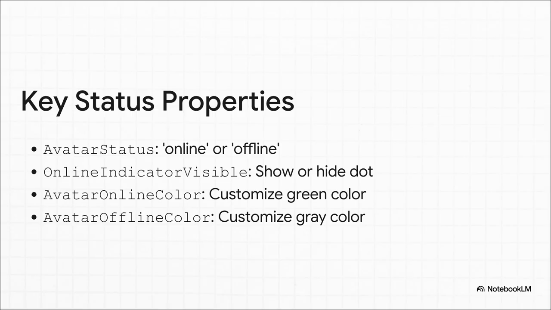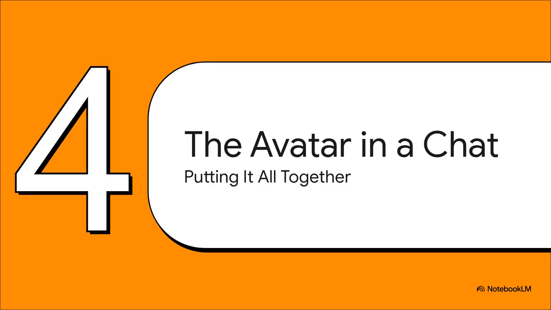And of course, under the hood, a few key properties give developers total control over this. They can just set the avatar status to online or offline, they can turn the little dot on or off completely, and they can even change the avatar online color and avatar offline color to match their app's branding perfectly. It's super flexible.